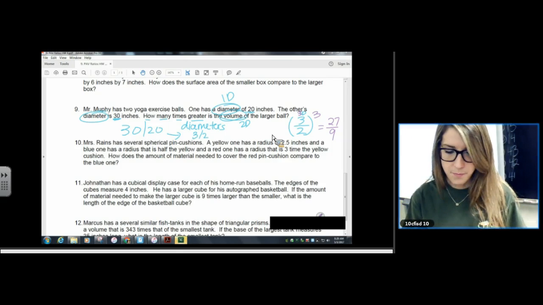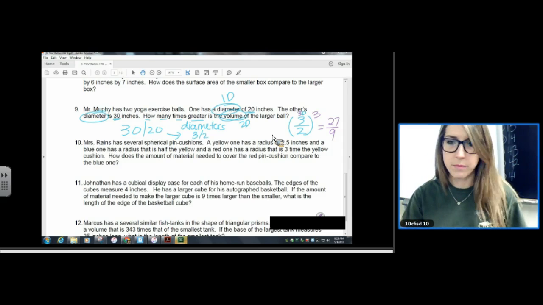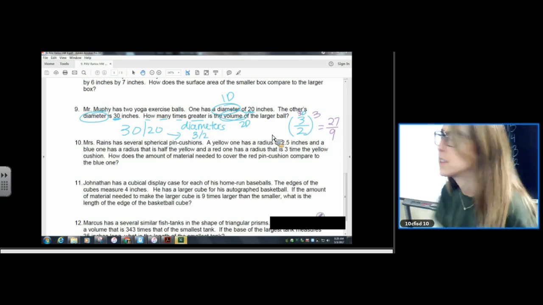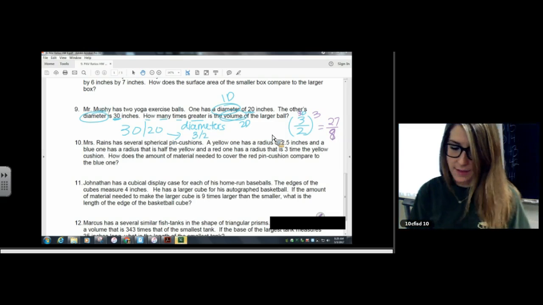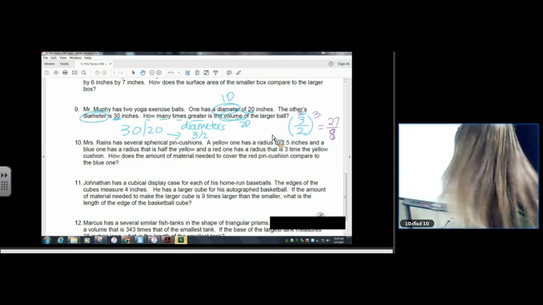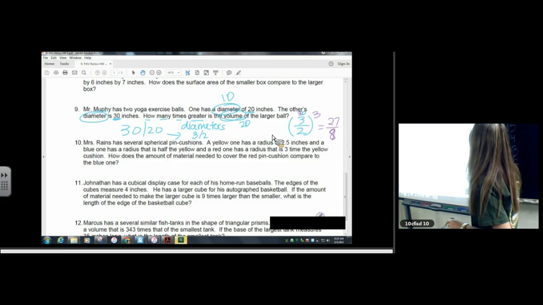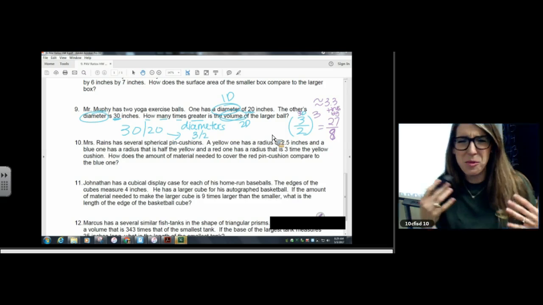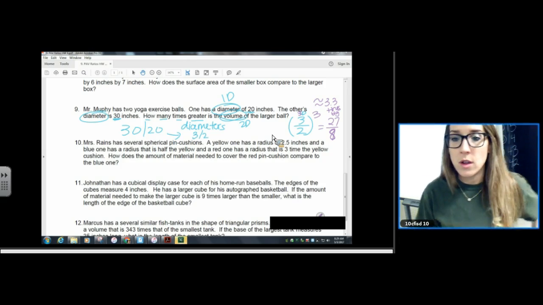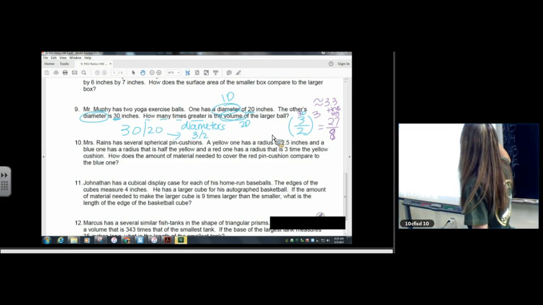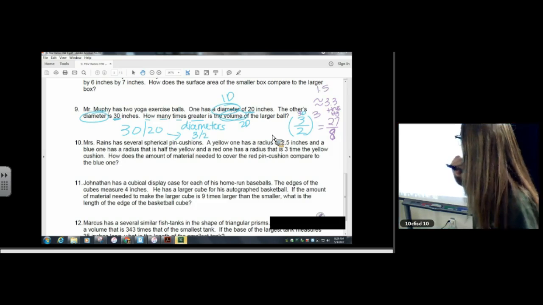If you wanted a real world answer, 27/8 times bigger, which is about 3.3 times bigger. If you wanted like, what does that mean? How much bigger is it really? So the diameter is 1.5 times bigger.